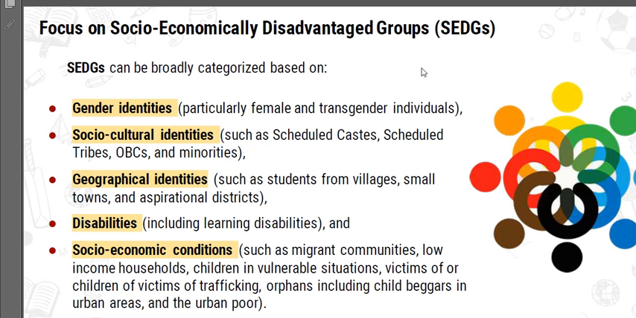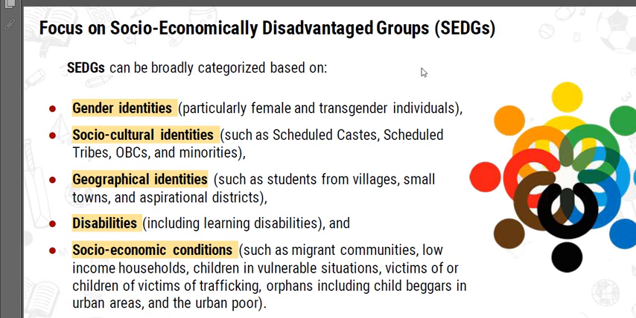Focus on socio-economically disadvantaged groups. SEDGs can be broadly categorized based on gender identities, particularly female and transgender individuals, socio-cultural identities such as scheduled castes, scheduled tribes, OBC, and minorities, geographical identities such as students from villages, small towns, and aspirational districts.